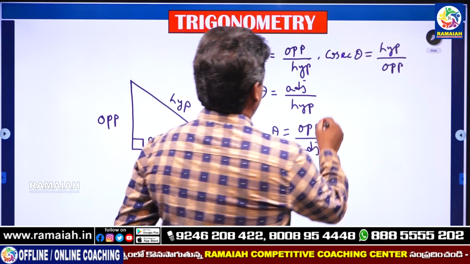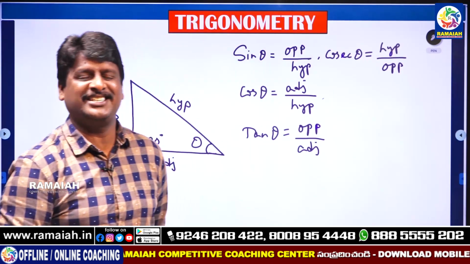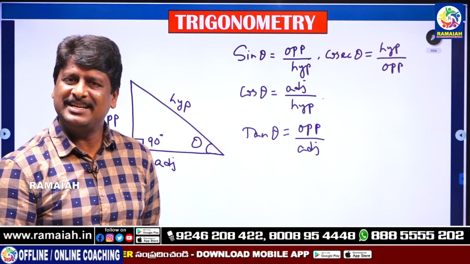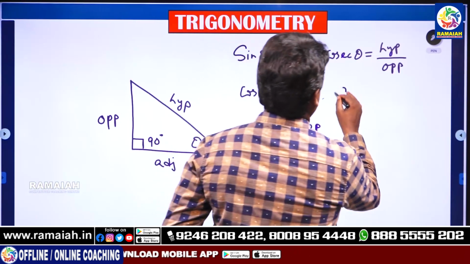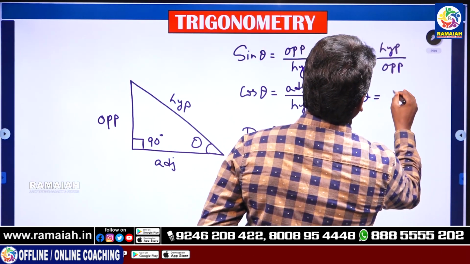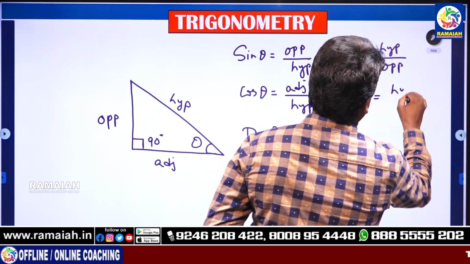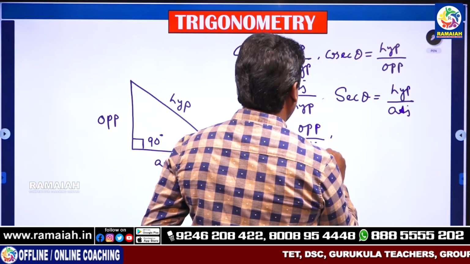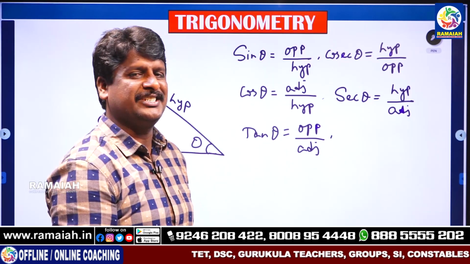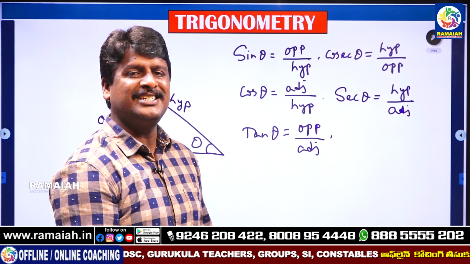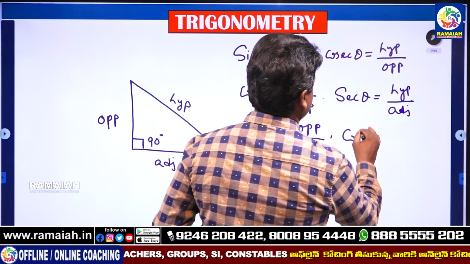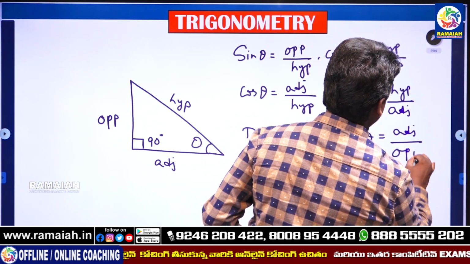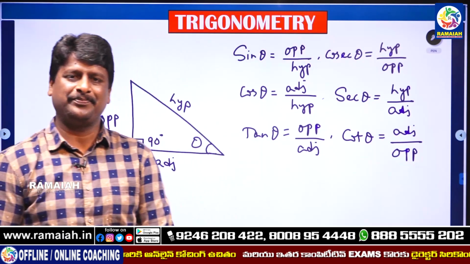And the reciprocal of cos theta, it is very easy to remember, just the multiplicative inverse of cos theta, that is sec theta equals hypotenuse by adjacent side. And the reciprocal of tan theta is cotangent theta, in short form cot theta, equals adjacent side by opposite side.